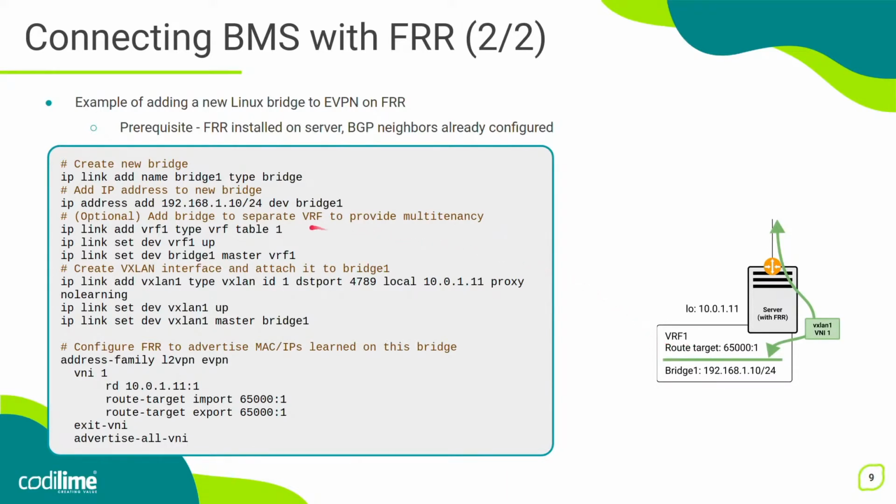So these are three commands: create a new VRF, enable it, and associate the bridge1 interface with VRF1. As the next step, we want to allow communication with whatever is connected to bridge1 through the VXLAN tunnel to all the other MAC and IP addresses that are also connected to VNI1.